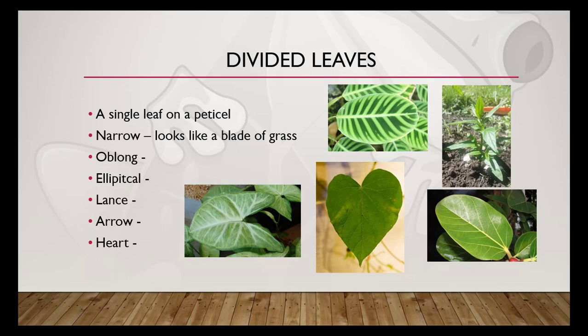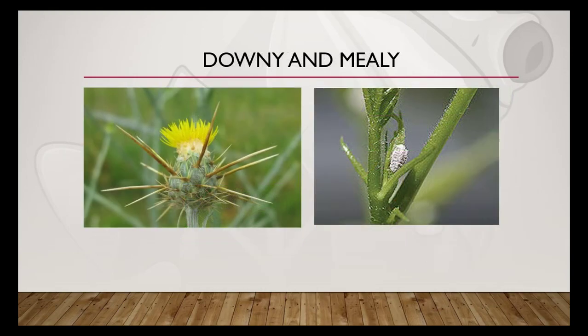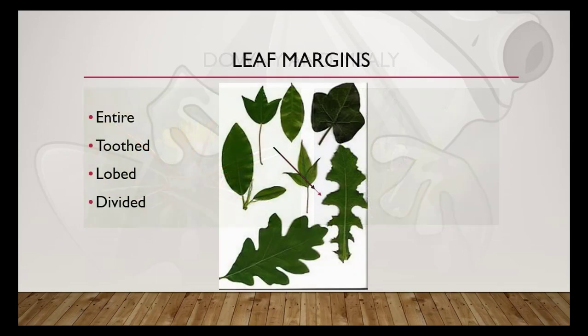Some stems and leaves are downy. This means that they're covered with soft hairs on the surface, while some are mealy. Mealy means the stem or leaf is covered with a dust. When leaves are called entire, it's referring to the edges of the leaf or margins of the leaf. If the leaves are entire, this means that the edges are smooth, not jagged along the margins. Leaves can also be toothed along the margin, lobed, or divided, as shown in the pictures.